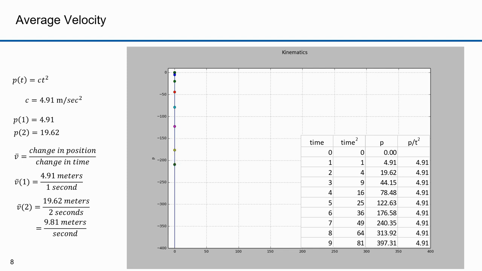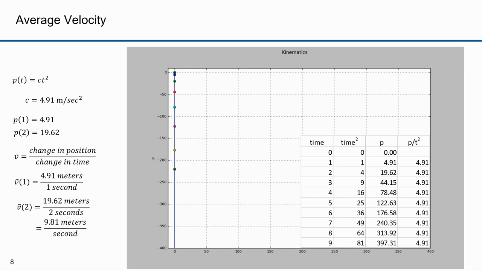At the instant the object was dropped, it had zero velocity. It then picks up speed. The average goes from 0 to 4.91 at 1 second and 9.81 at 2 seconds. The average doesn't account for this variable change in velocity. After 1 second, the average velocity was 4.91, but at the 1 second point, the velocity had to be something greater.